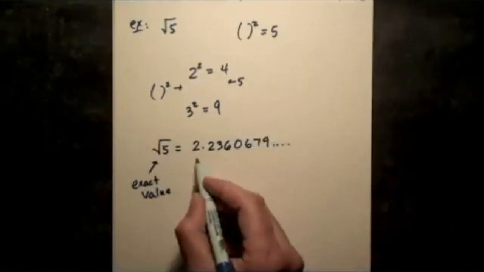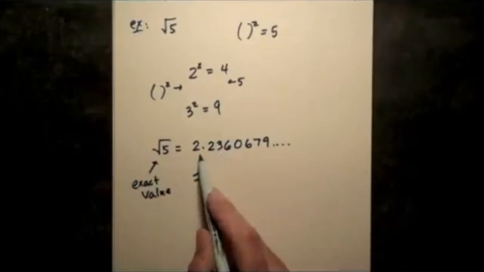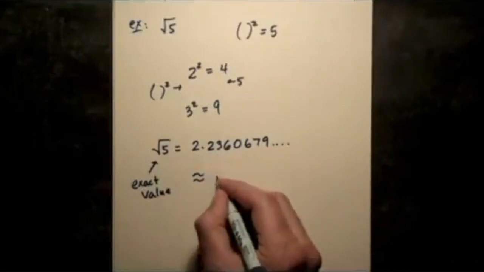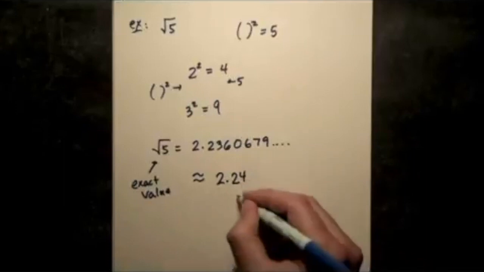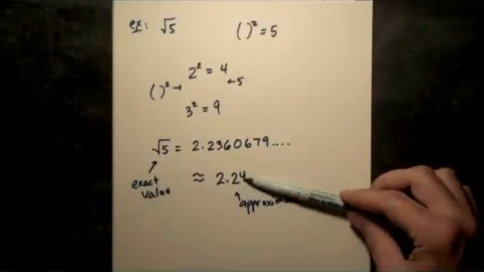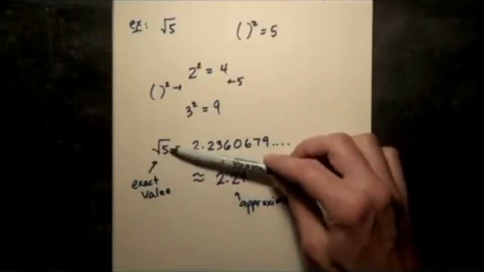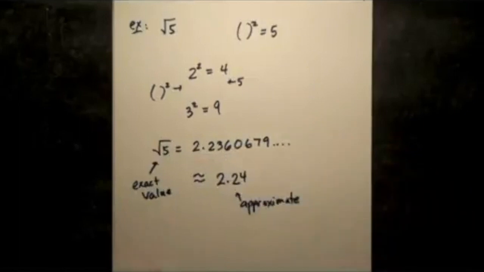But if you want to give an approximate decimal, you can round this. Let's say we wanted to round to the nearest hundredth. We would get approximately 2.24. And you could try squaring this number, and you would get something close to 5, a little bit larger since we rounded up.